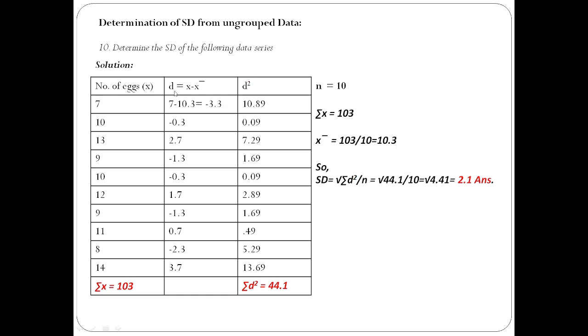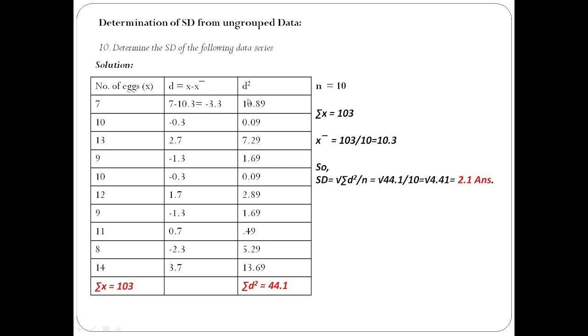Now, like the calculation of the mean deviation, we need to calculate d, that is equal to x minus x bar. So it is 7 minus 10.3, that is equal to minus 3.3. Then 10 minus 10.3 is minus 0.3, then 13 minus 10.3 is 2.7. In that way we need to calculate the values of d. Now in mean deviation we take the absolute value of d, that is minus 3.3 becomes 3.3, but here we need to find d square. Just square them, that is minus 3.3 into minus 3.3, which is equal to 10.89, since minus into minus becomes plus.